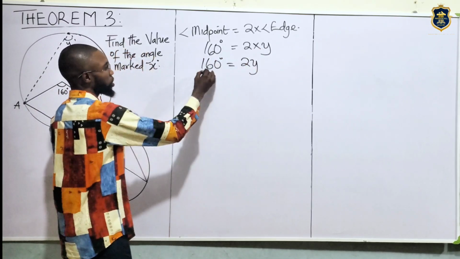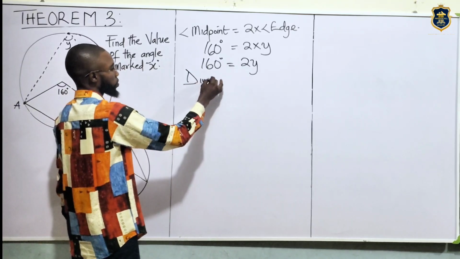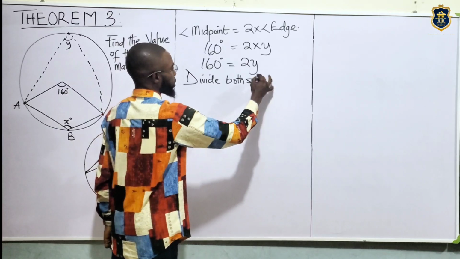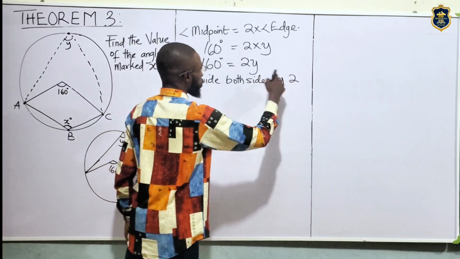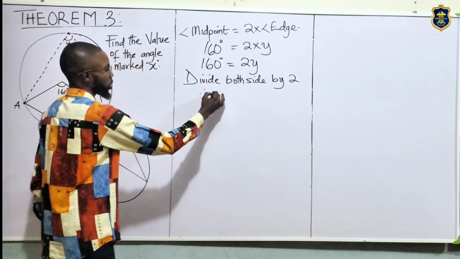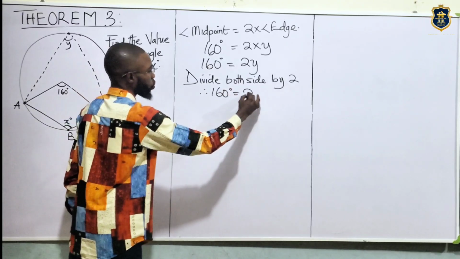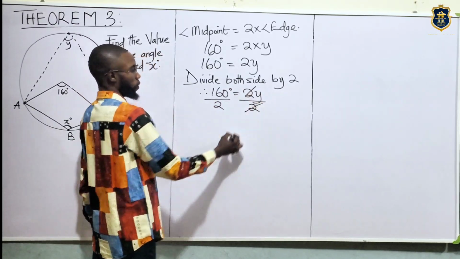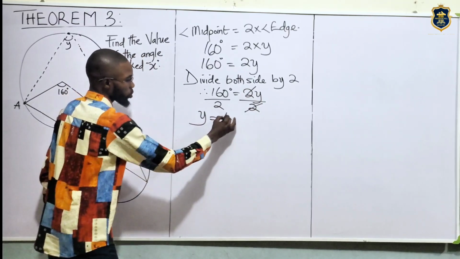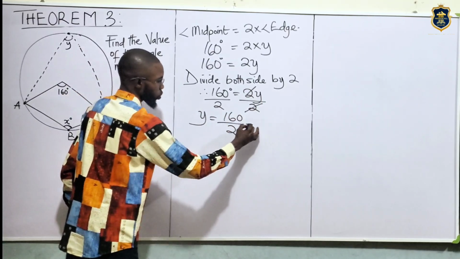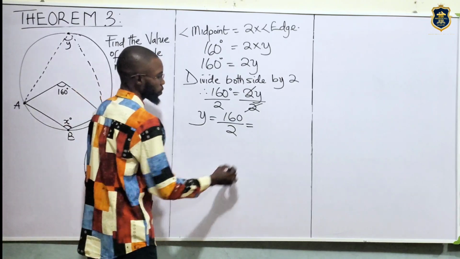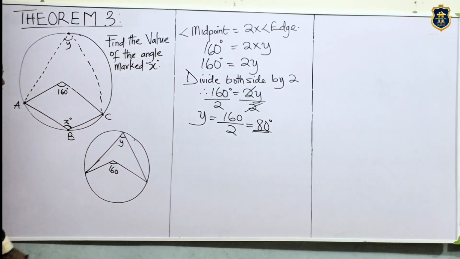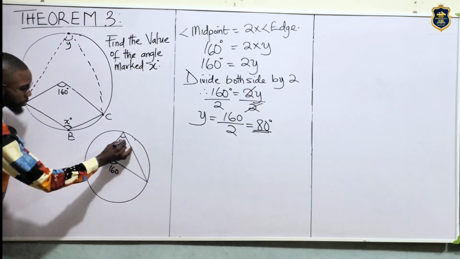Divide both sides by 2, because 2 is the coefficient of y. So 160 degrees is equal to 2y, we divide both sides by 2. The 2 cancels the 2 here. Then my y becomes 160 over 2. 160 divided by 2 gives us 80 degrees. So we know that now y is equal to 80 degrees, right?